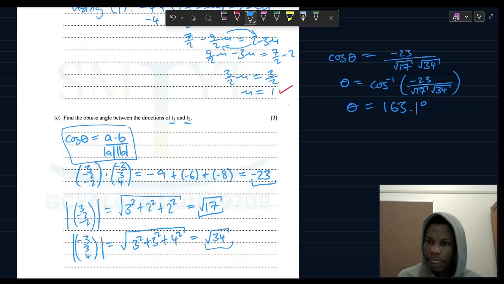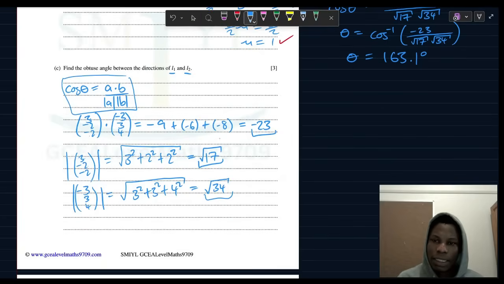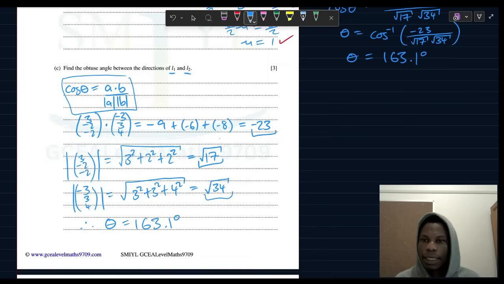163.1 degrees. Since they didn't specify here, you can use either radians or degrees. So we can conclude that our angle is 163.1 degrees. And it makes sense because they say the obtuse angle, which means it has to be between 90 and 180.